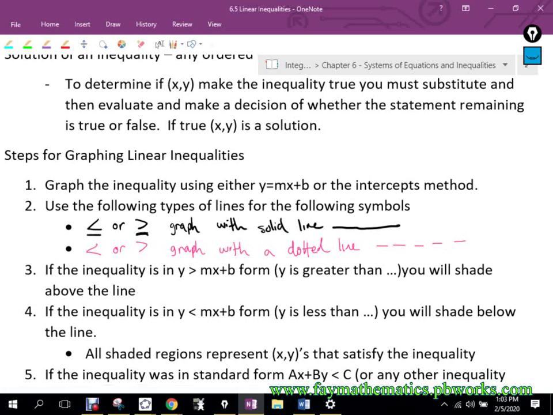What that means is that when we graph in these lines, the solid line means any point that is on the solid line will actually be a solution to the inequality. Okay? Because it's actually going to be the equality aspect of the inequality. If I ever graph a line with a dotted line, it means that any point on that dotted line is not a solution to the inequality.